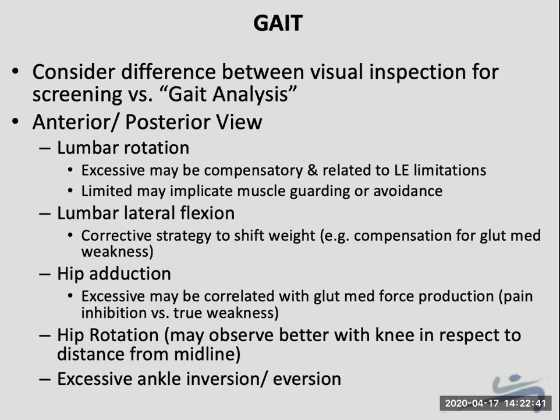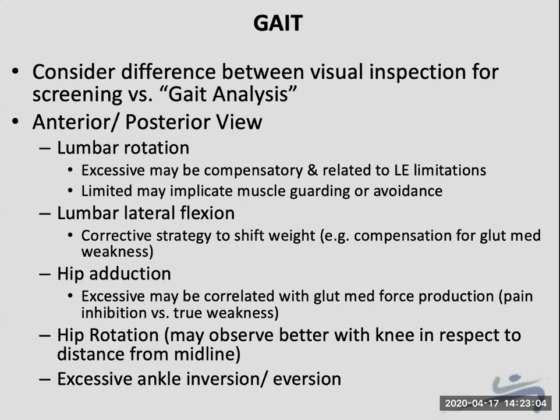So, for example, lumbar rotation can be affected by the amount of hip extension that we have. So, we might have a limitation in rotation towards one direction, which might cause compensation with excessive hip extension on that side. Or we might have limited hip extension on one side, which would cause an excessive rotation in the lumbar spine.